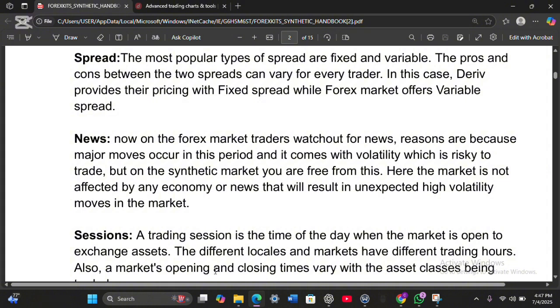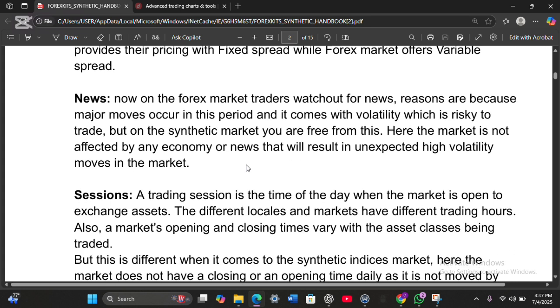The market is not affected by any economy or news that results in unexpected high volatility moves in the market. So unlike the forex market, where you just see some huge surge in the market, spikes and all that, in the Deriv synthetic markets, there's nothing like news. There's nothing like unexpected volatility in the market. Everything is fixed. Everything goes at its own pace. So there's no news when it comes to the synthetic indices market. So those are the differences you should take note of when you're trying to settle for an option, like the type of market you want to explore. So you just take note of all those things.